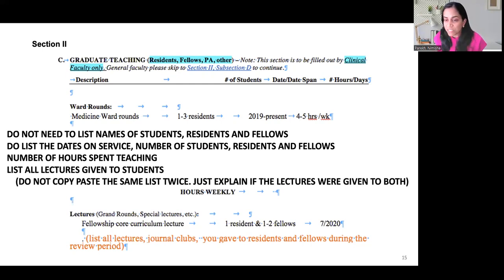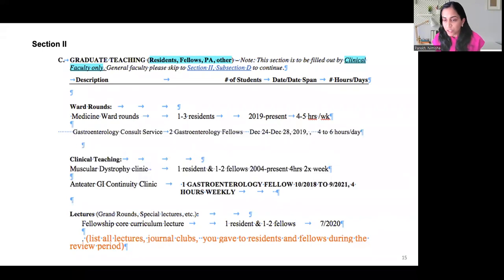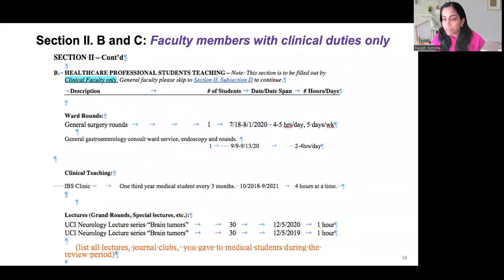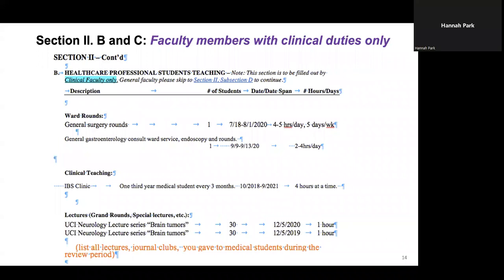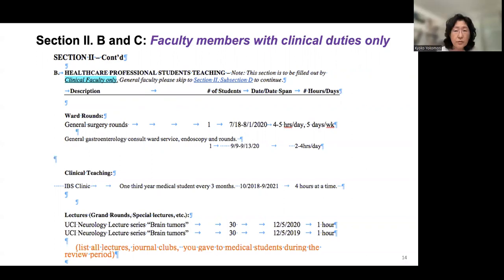As you see on the previous example, she had surgical wards. She put the dates, 4 to 5 hours a day, 5 days a week, the number of days. So it does use an average. Okay. Also, you can always explain a little bit of the context in a sentence, and that's okay too.